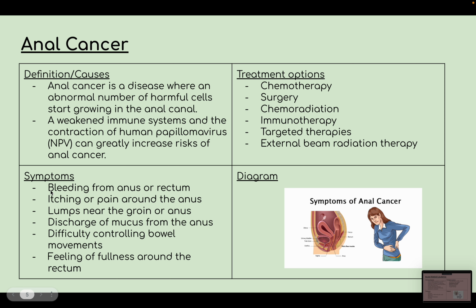Symptoms may include, oh, you can see I've made a typo here. It's not NPV, it's HPV. I'm sorry.